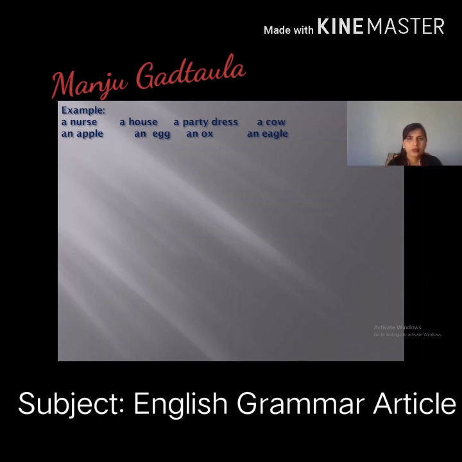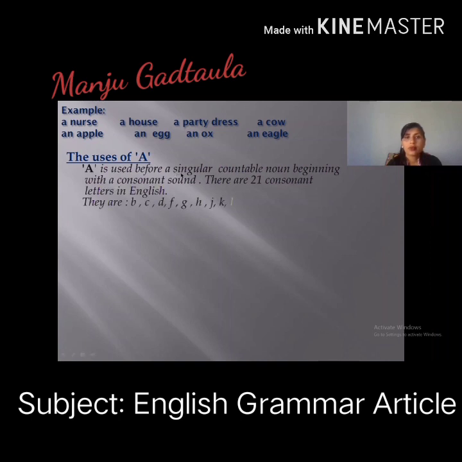Dear students, first of all, I am going to show the uses of a. A is used before a singular countable noun beginning with a consonant sound. There are 21 consonant letters in English. They are B, C, D, F, G, H, J, K, L, M, N, P, Q, R, S, T, V, W, X, Y, and Z.